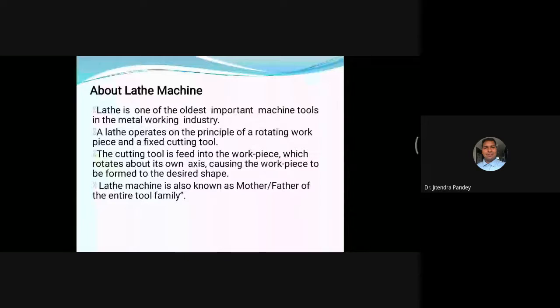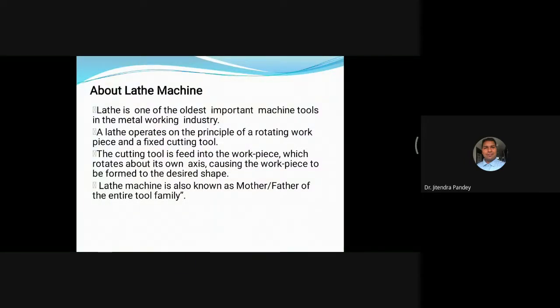machine. And the lathe machine is being used. Lathe is one of the oldest important machine tools in the metal working industry. A lathe operates on the principle of rotating workpiece and a fixed cutting tool. इसका प्रिंसिपल क्या है? The work is rotating, but the tool is fixed. But in a different process, the tool is moving and the work is in a stationary position. The cutting tool is fed into the workpiece, which rotates about its own axis, causing the workpiece to be formed in the desired shape.